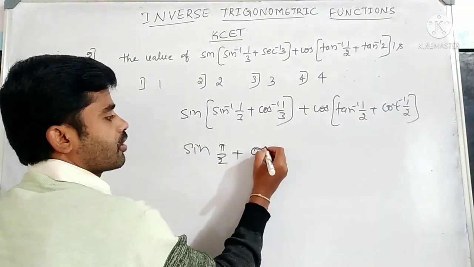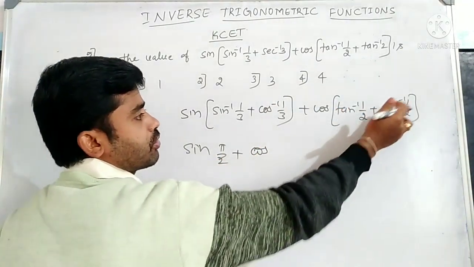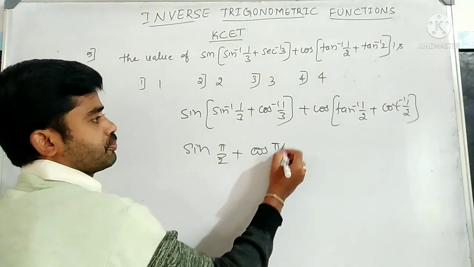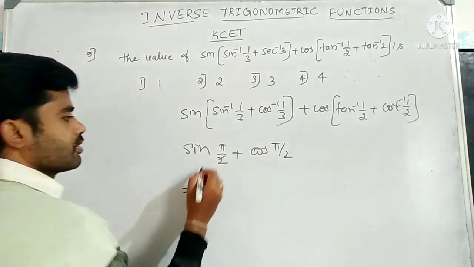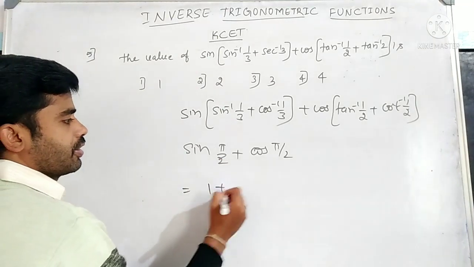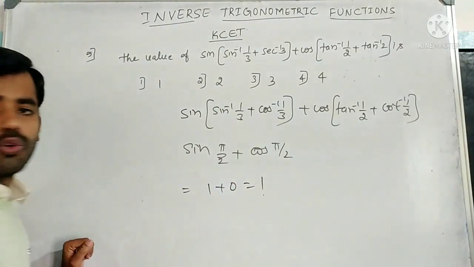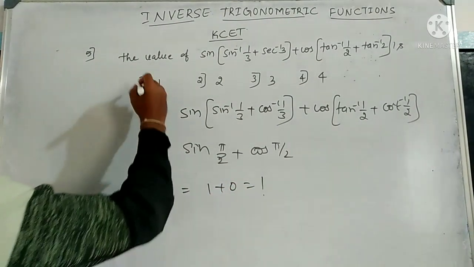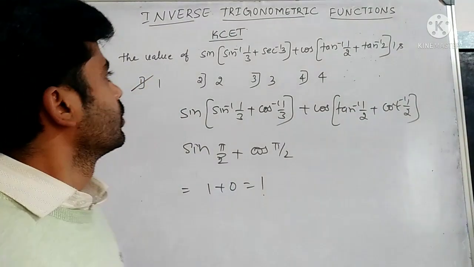pi by 2, plus cos of tan inverse 1 by 2 plus cot inverse 1 by 2, which is pi by 2. Then what is the value? It is sine of pi by 2, which is 1, plus cos of pi by 2, which is 0. 1 plus 0 is what? 1. It is the first option. Okay?